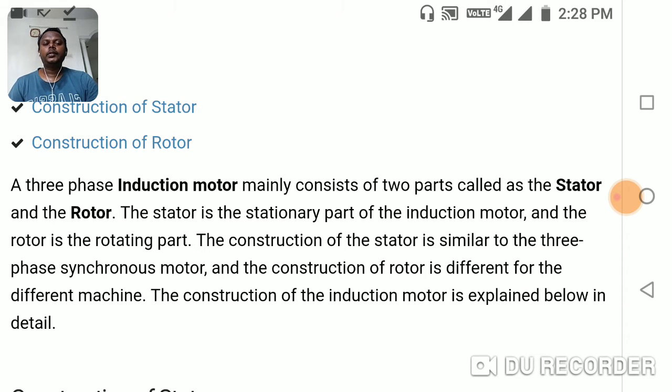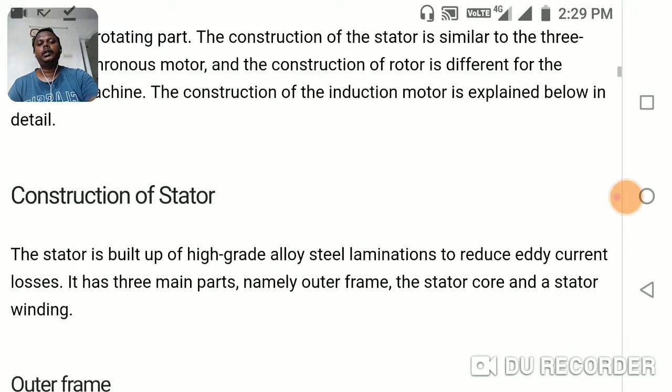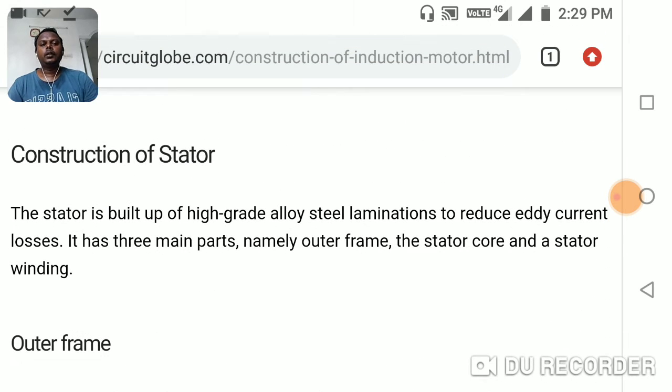And the only difference is the construction of the rotor is different for the different machines. Requirement wise, the rotor of the machine will vary. What else are they trying to say here? Now, the construction of the induction motor is explained below in detail. Now we are going to see about the stator part.